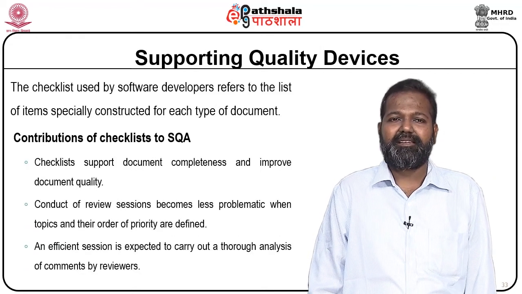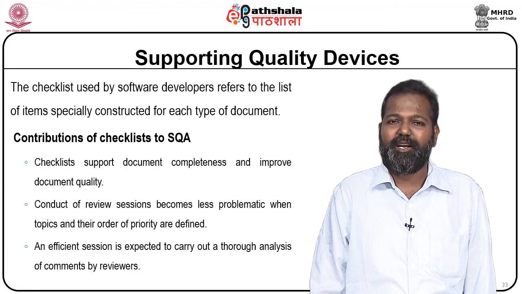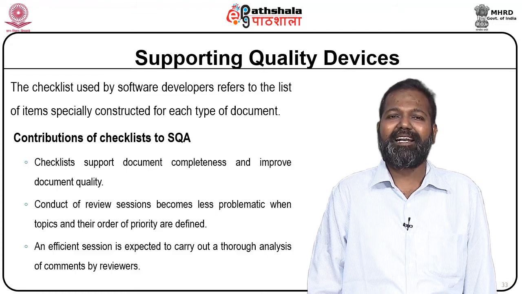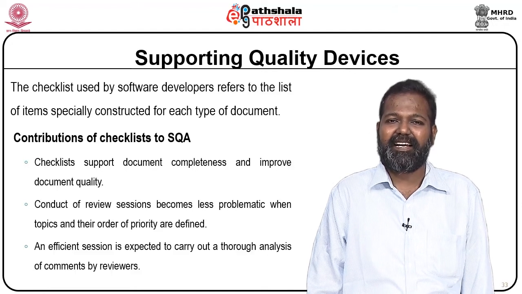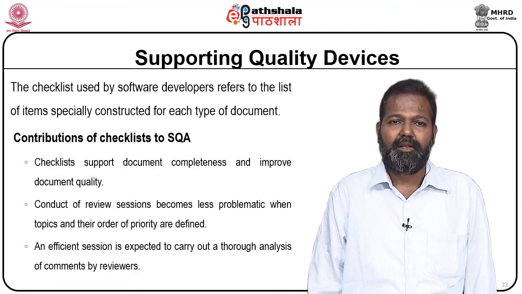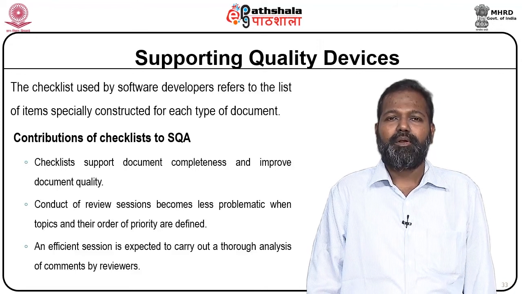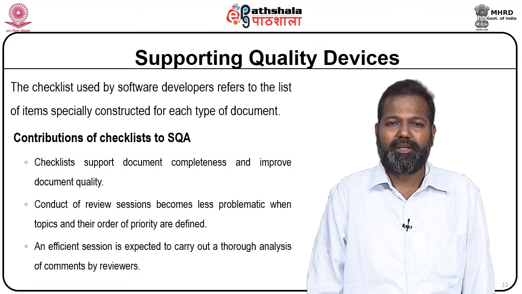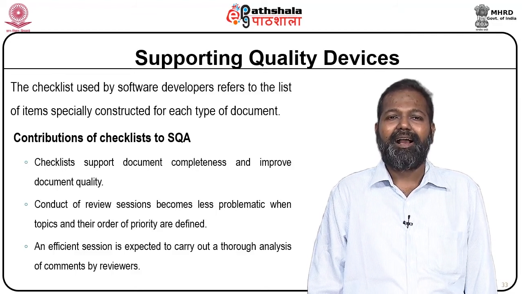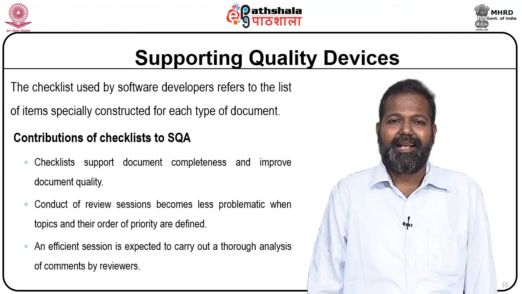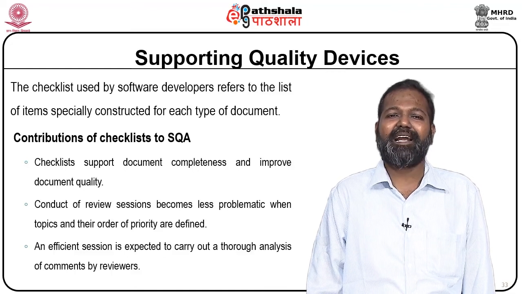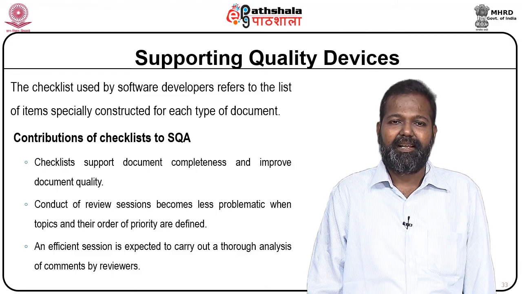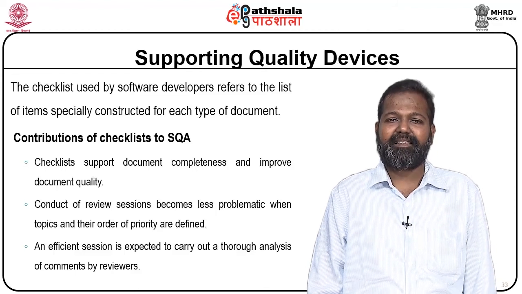Supporting quality devices. The checklist used by software developers refers to the list of items specially constructed for each type of document. Contributions of checklists to software quality assurance: checklists support document completeness and improve document quality. Conduct of review sessions becomes less problematic when topics and their order of priority are defined. An efficient session is expected to carry out a thorough analysis of comments by reviewers.